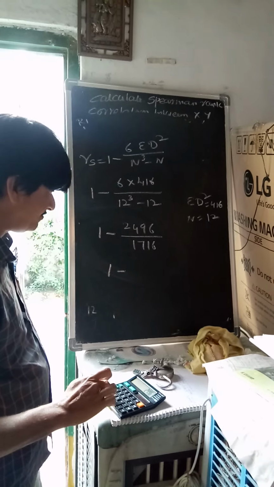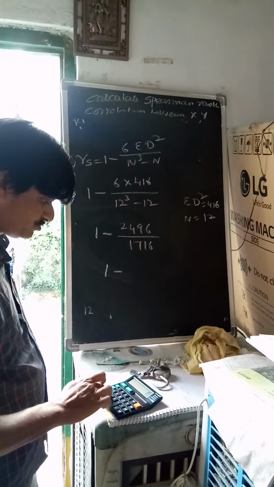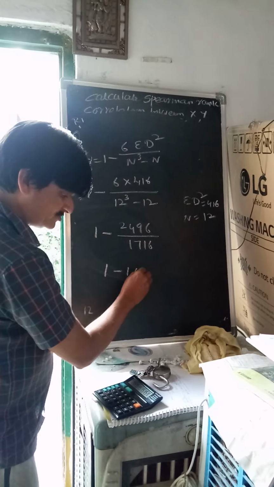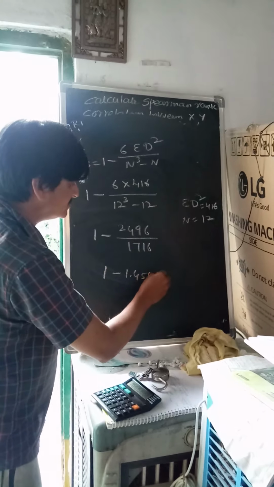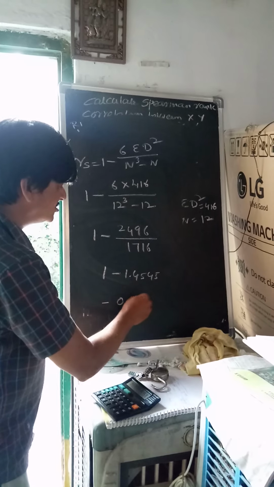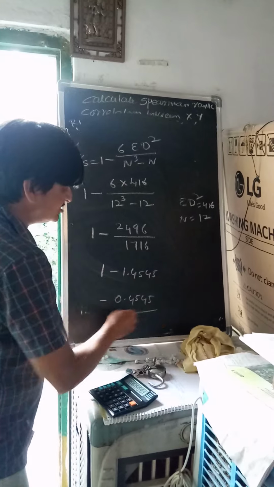2496 divided by 1716 means 1.4545. Now the answer will be minus 0.4545. Like this you have to do, my dear students.